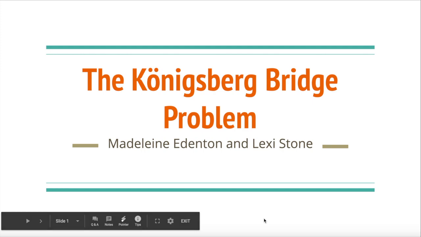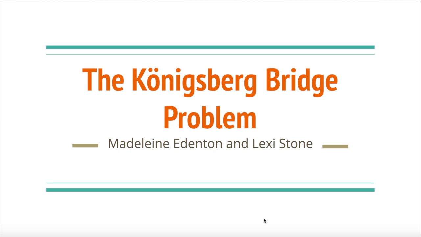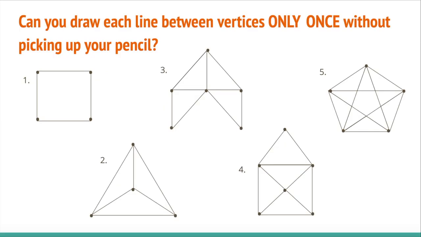And today we're going to talk about the Königsberg Bridge Problem. But before we take a look at the Königsberg Bridge Problem, we're going to take a look at some simpler shapes. Can you draw a line between vertices only once without picking up your pencil? Pause the video here and try these shapes out on your own.